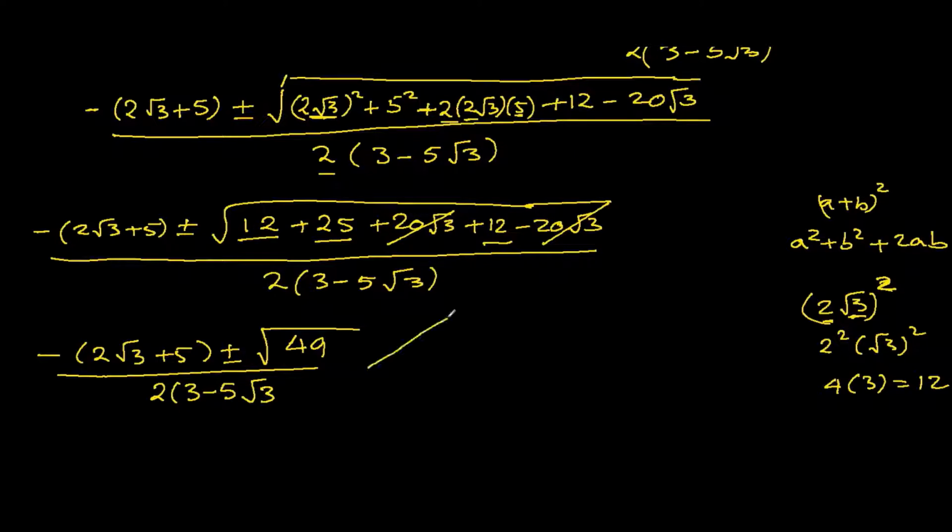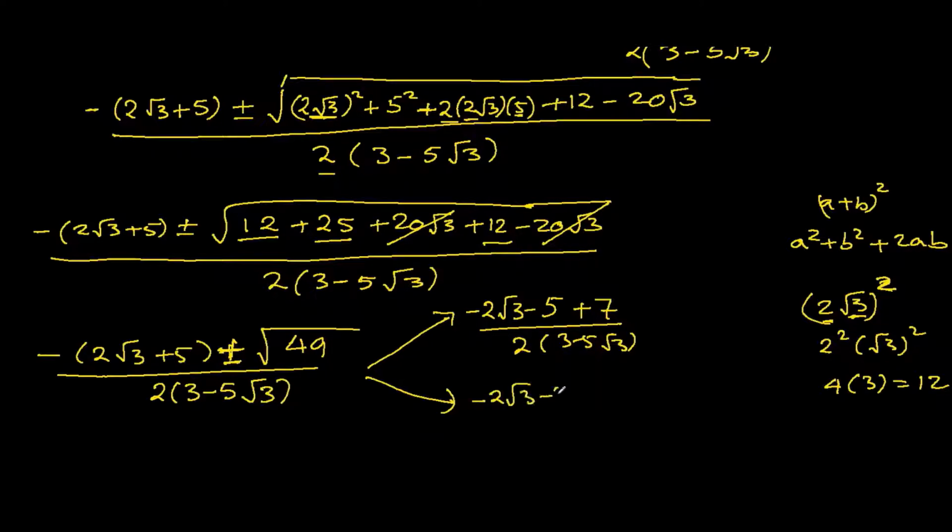So this gives us two options now. We'll separate this plus and minus. Okay, two roots. So now open the bracket. Minus 2 square root 3 minus 5, and I'll take the positive one first. Positive 7, square root of 49 is 7, over 2 times (3 minus 5 square root 3). Down there, minus 2 square root 3 minus 5 minus 7 over 2 times (3 minus 5 square root 3).